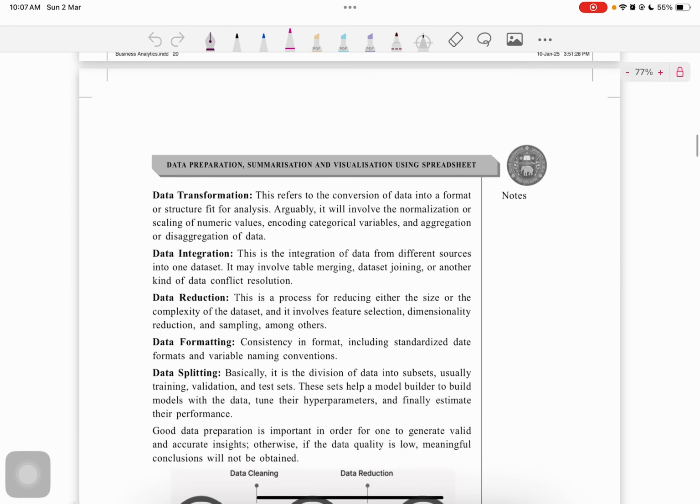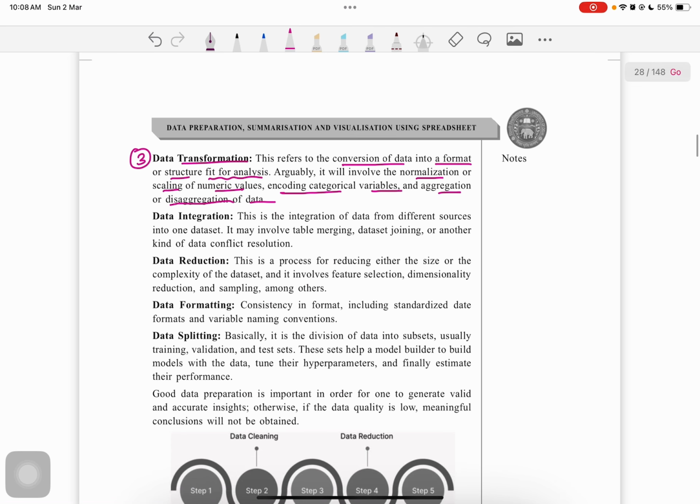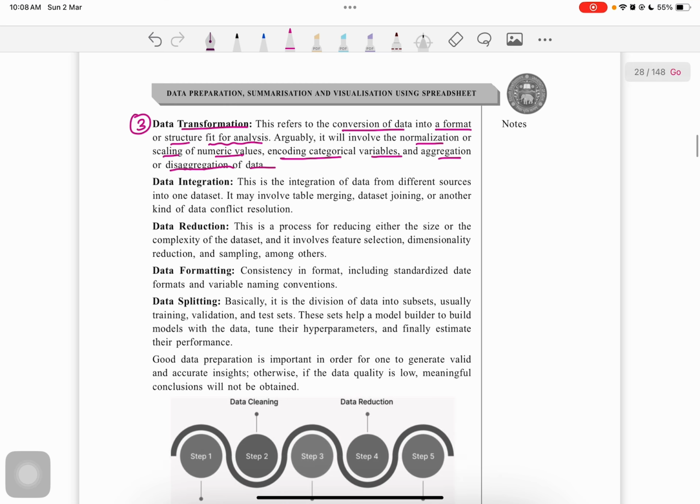Then the third step is data transformation. It means transforming data into a structure that we can do analysis on. So it refers to the conversion of data into a format or structure fit for analysis. It will also involve the normalization or scaling of numeric data, encoding categorical variables, and aggregation or disaggregation of data. It means transforming any data so that we can analyze it for a useful purpose.